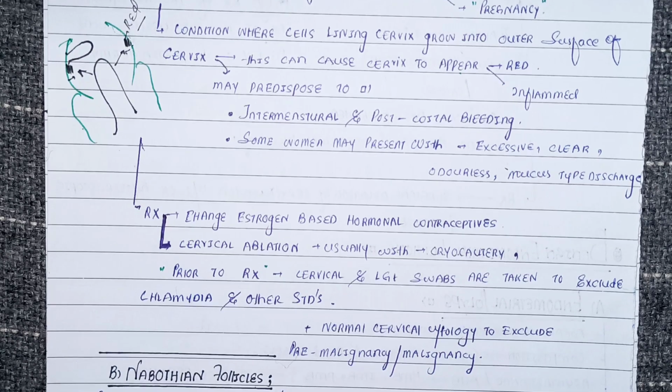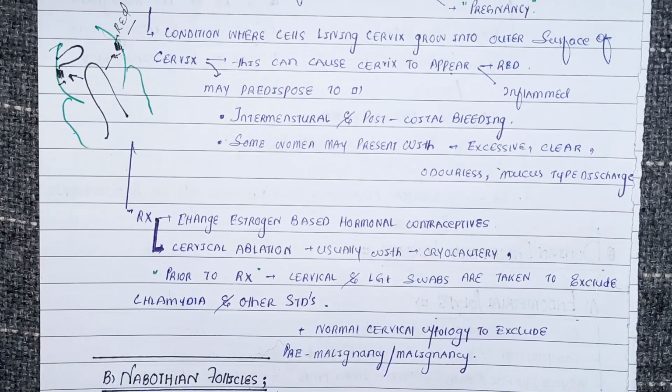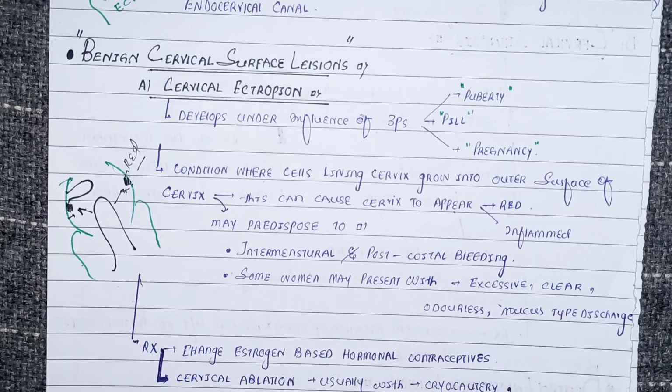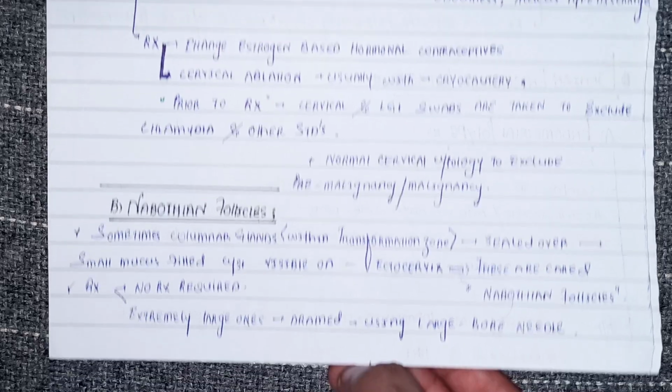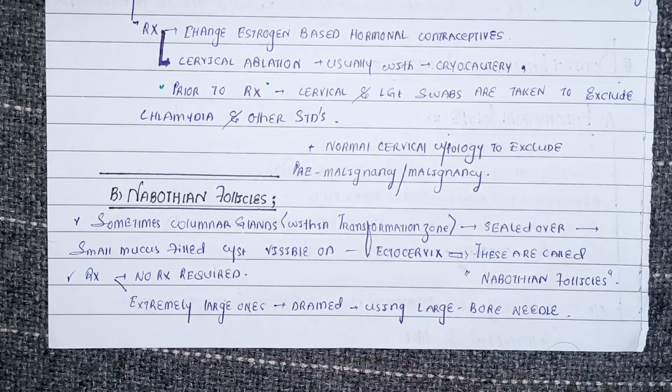After the cervical ectropion comes another condition of the cervix, that is the Nabothian follicle. Let me describe this to you.